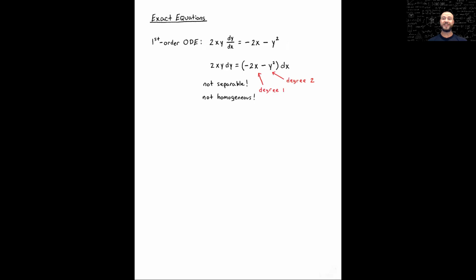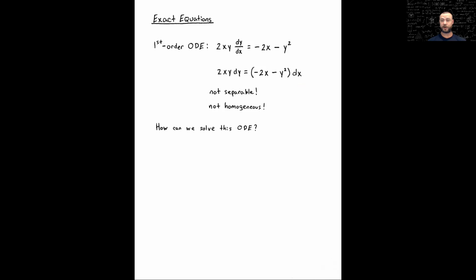All right, also notice inside the parentheses on the right-hand side, we have negative 2x, which is a degree 1 term, and then also inside the parentheses, we have negative y squared, which is a degree 2 term. Recall, homogeneous equations have terms all of the same degree. And since here we have a degree 1 term with a degree 2 term, this ODE is not homogeneous. So we're kind of stuck because it's not separable, it's not homogeneous. We're going to need a new method to solve this ODE.